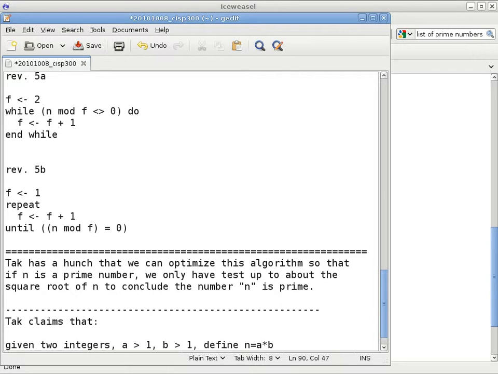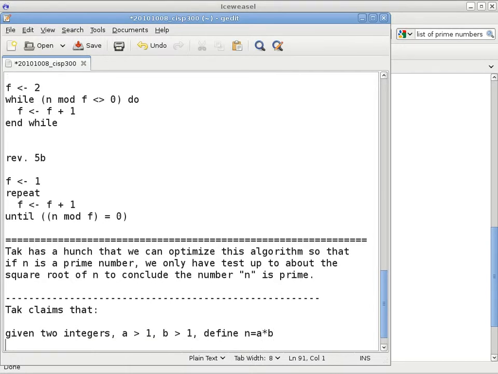Okay? In other words, give me any two integers. Give me an integer a that is greater than 1, which means it has to be at least 2. Give me a b, which is also at least 2. I will define n to be the product of a times b, just by definition. This n has nothing to do with the n in the algorithm. This is just an n that I choose to use in the proof.